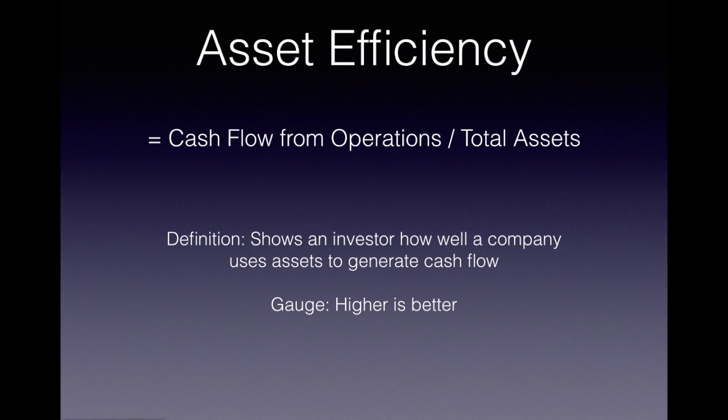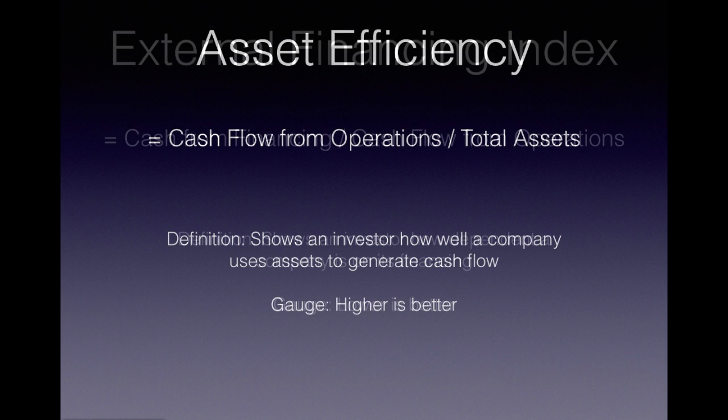Next, asset efficiency. It's really similar to the asset turnover ratio because it also measures how a company uses its assets to make money. This time, however, the asset efficiency ratio uses cash flow instead of revenue in the formula.